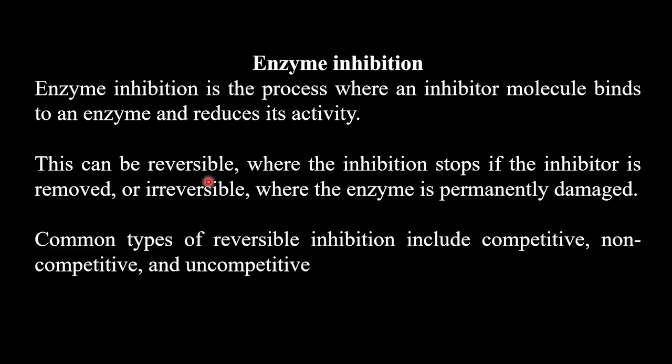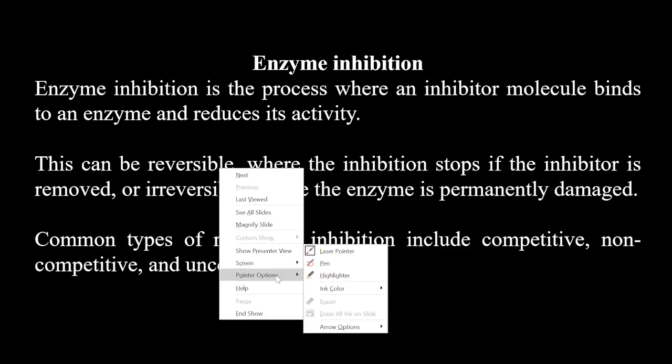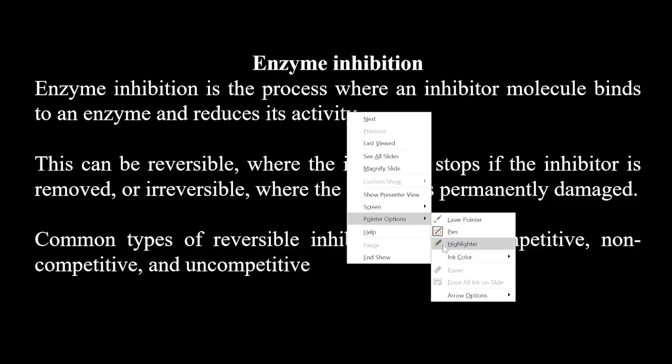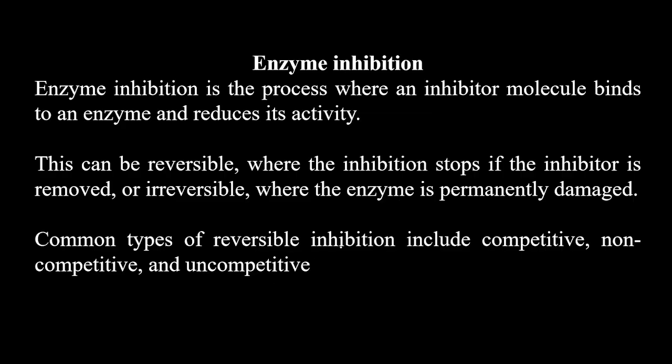This could be reversible, where the inhibition stops if the inhibitor is removed, or irreversible, where the enzyme is permanently damaged. Common types of reversible inhibition include competitive, non-competitive, uncompetitive, and there is one more, which is a mixed kind of inhibition. So we are going to discuss them one by one. First of all, we will discuss competitive inhibition.